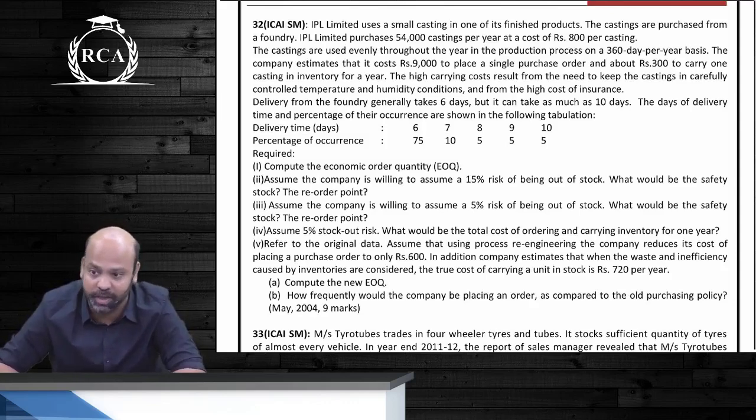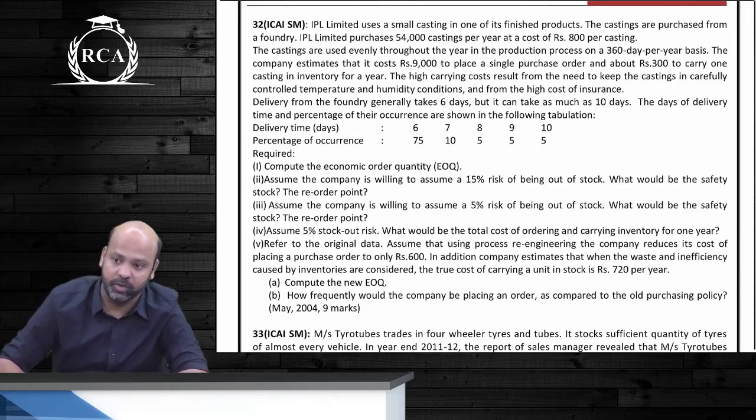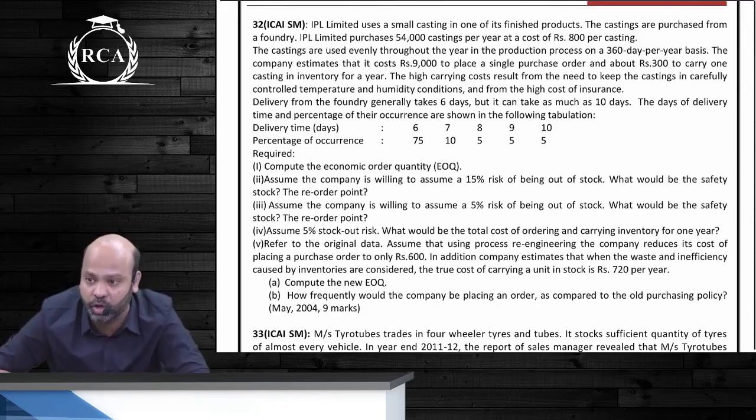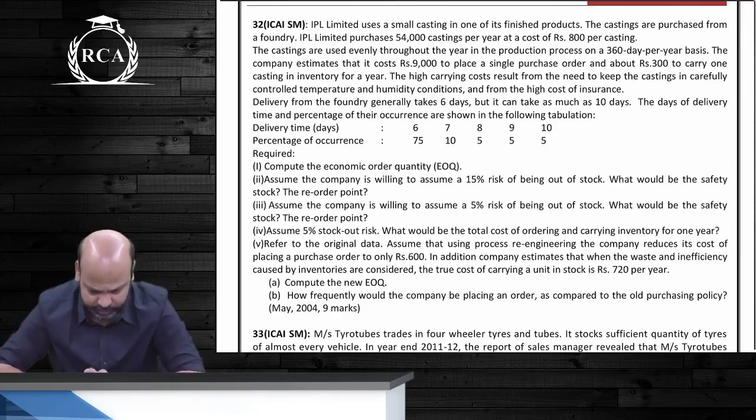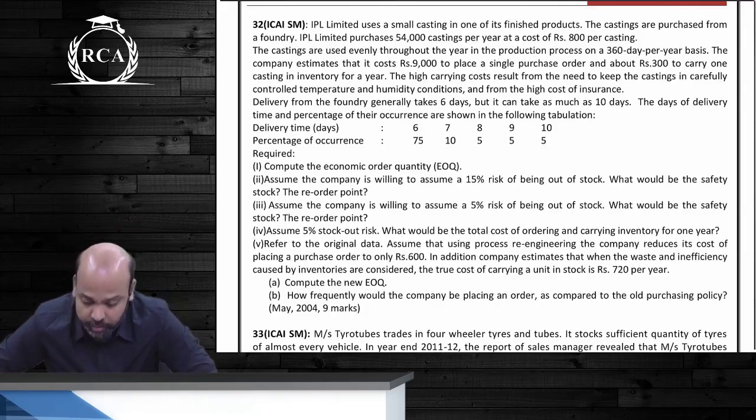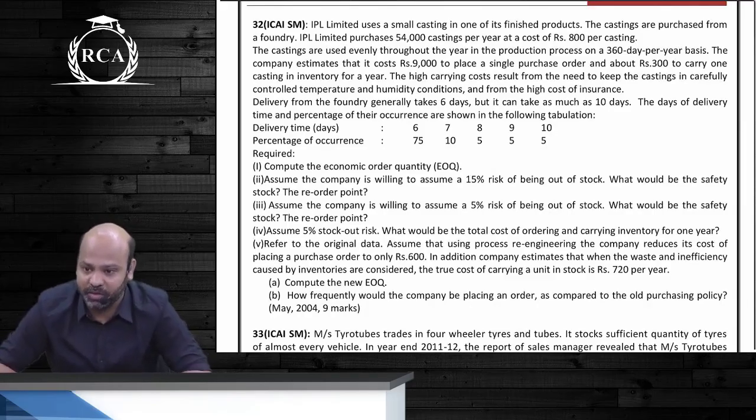It is not minimum lead time. Let's read the statement again. Generally it takes about 6 days. So that is the average or normal lead time of 6 days. But it can take as much as, maximum is 10. Very good, guys. So proud of you.